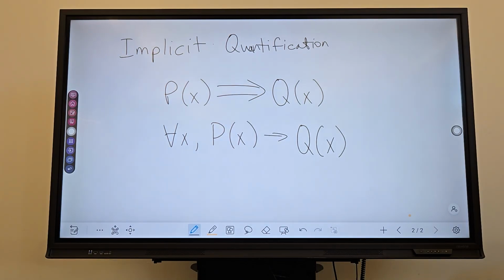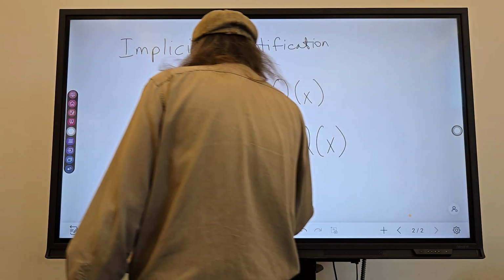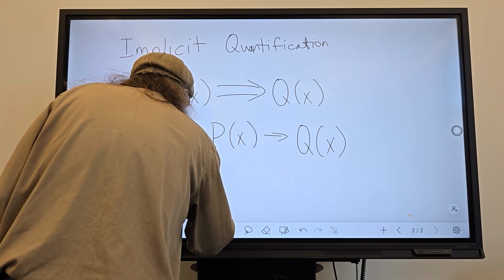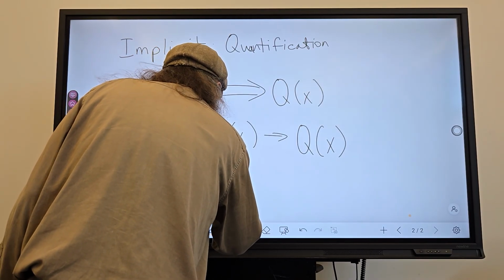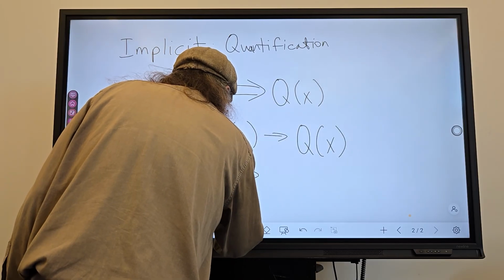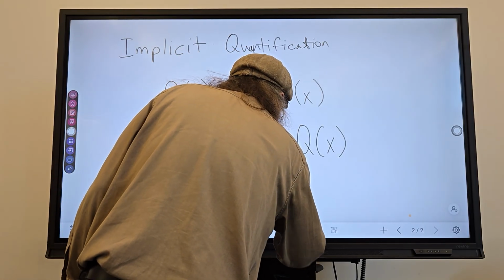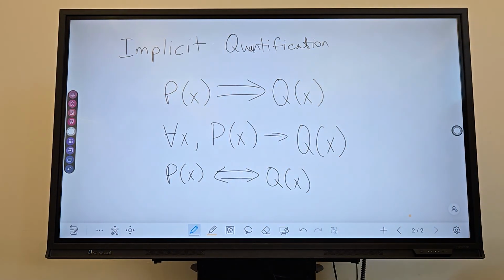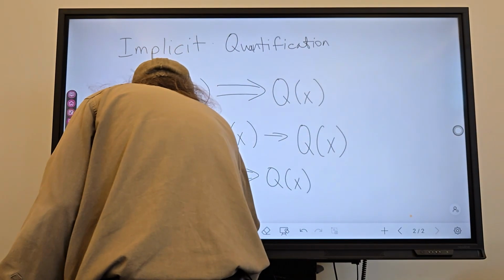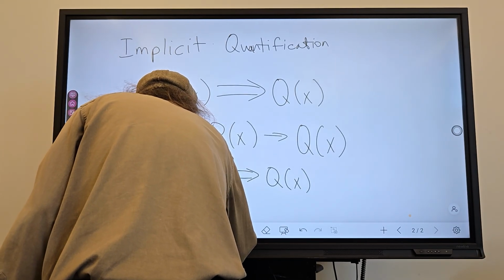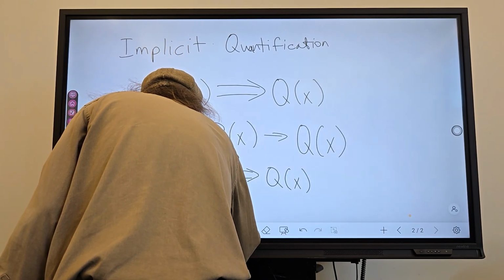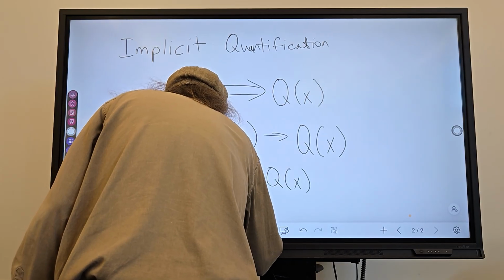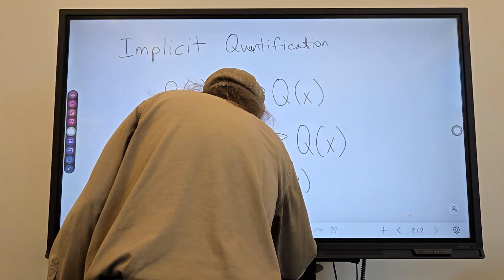The notation with the double arrow, P(x) ⇔ Q(x), means that P(x) and Q(x) have identical truth sets, or equivalently, for all x, P(x) biconditional Q(x).